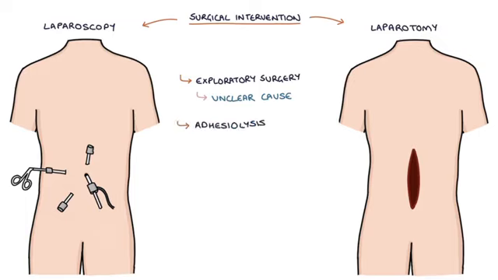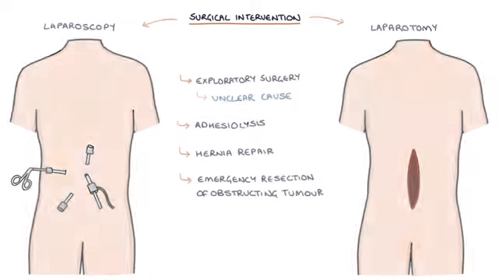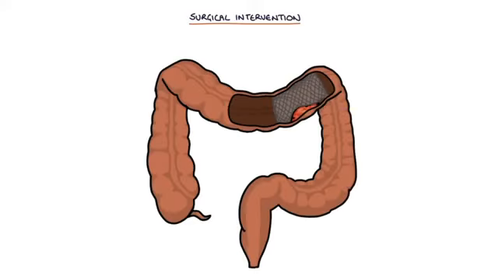Adhesiolysis can be used to treat adhesions. Hernia repair may be necessary if it's caused by a hernia. And if it's caused by a tumour, they may require emergency resection of the obstructing tumour. Stents may be inserted into the bowel during a colonoscopy in patients with obstruction due to a tumour. Stents hold the tumour out of the way, create space, and allow the bowel contents to move through the bowel.